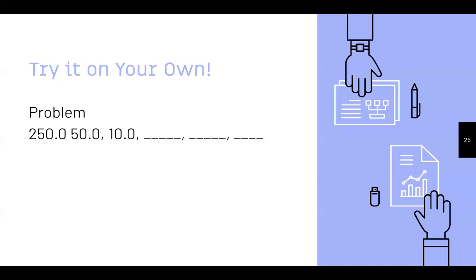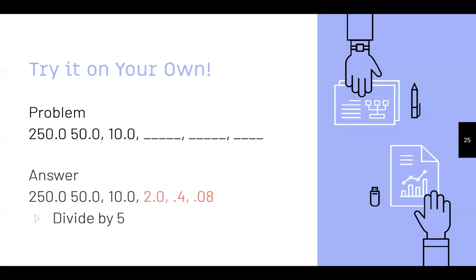Okay, so let's solve this problem. The answer is 2, 0.4, 0.08. Now, how do we get that, right? Well, we get that by division. Your first thought should have been subtraction. Maybe it wasn't, because we just did division and you went straight to division. That's fine. But really, you should have thought subtraction first.